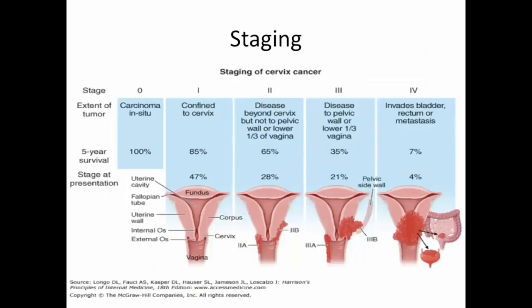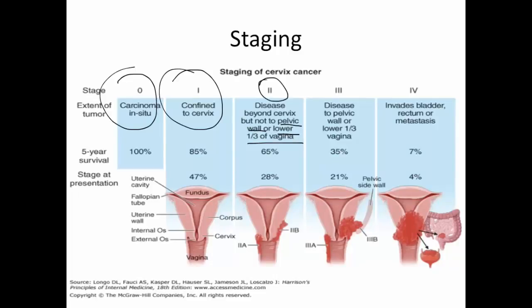So here we have the staging of cervical cancer. Another important thing to know is that cervical cancer is the only gynecological cancer that is staged clinically. We start off with carcinoma in situ at stage 0. Then we have stage 1, which is confined to the cervix, only in the cervix. Once it starts spreading, if it spreads but doesn't reach the pelvic wall or the lower 1/3 of the vagina, as you can see here, we call that stage 2.